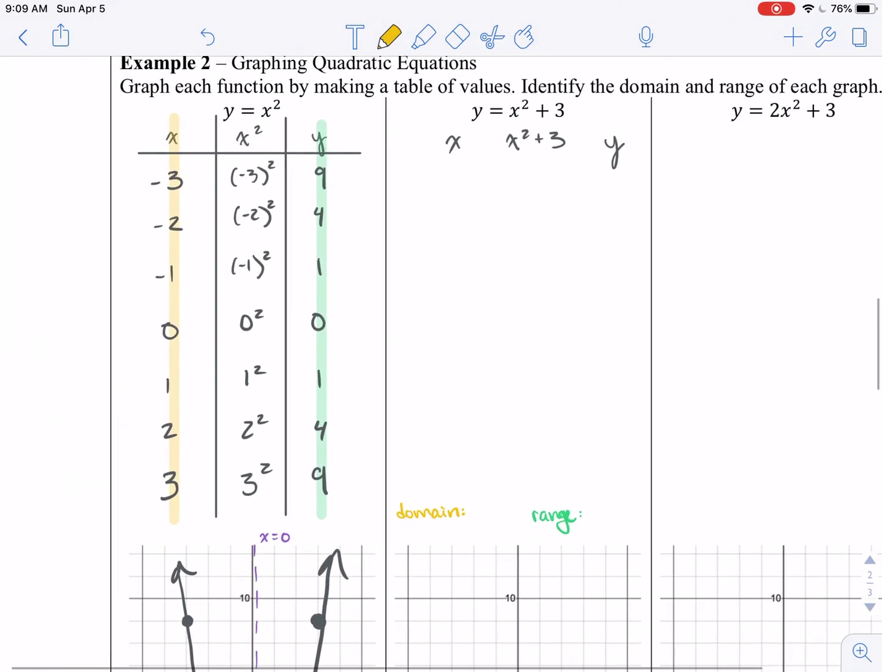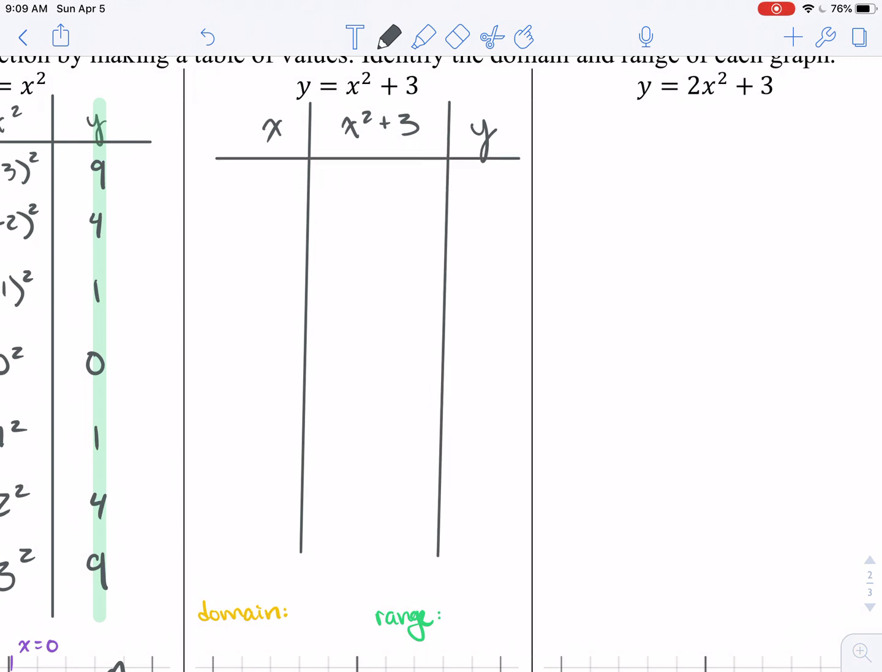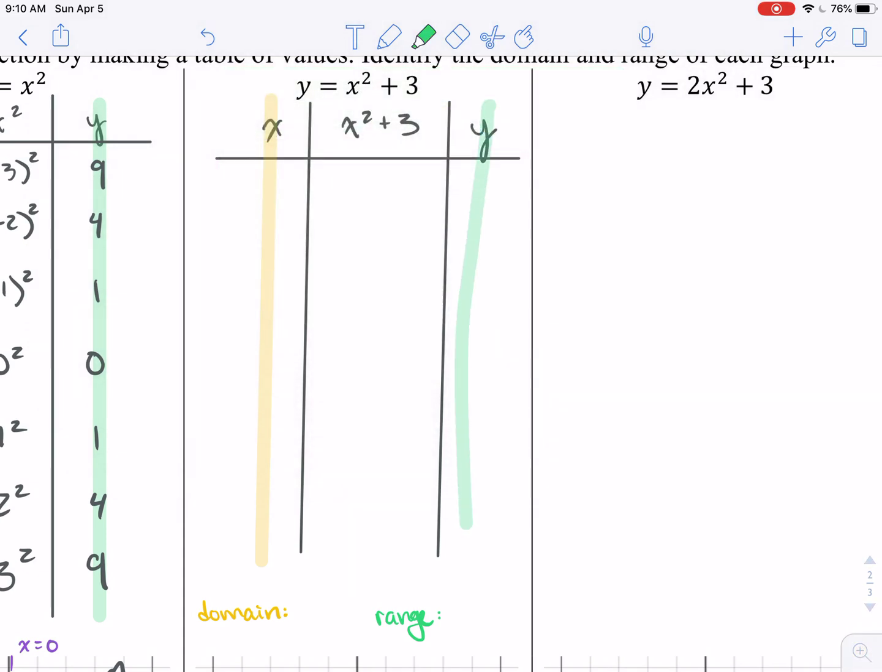Okay, let's make another xy chart on our next graph. So remember, our domain is going to be all of our x values, and our range is going to be all of our y values. Let's plug in those same numbers, -3, -2, -1, 0, 1, 2, and 3.